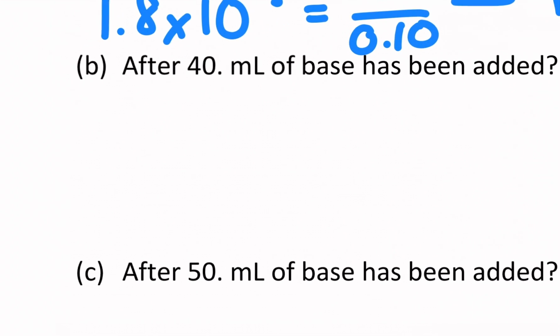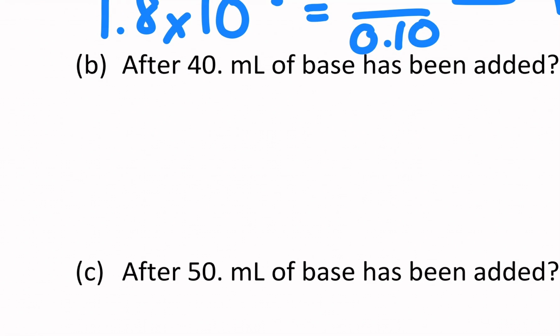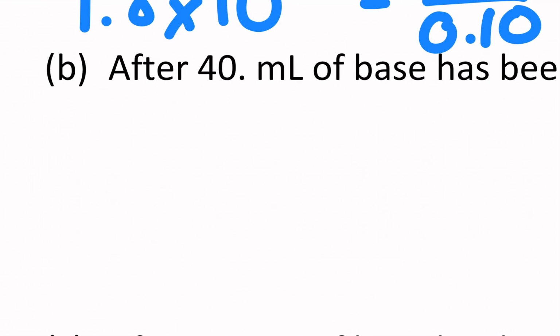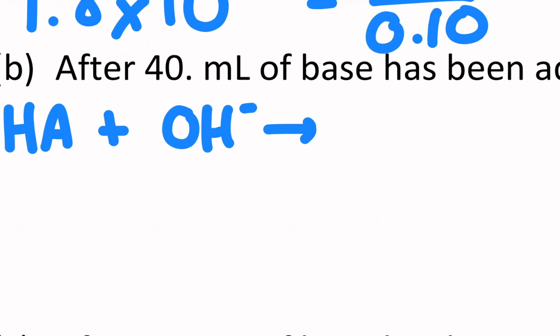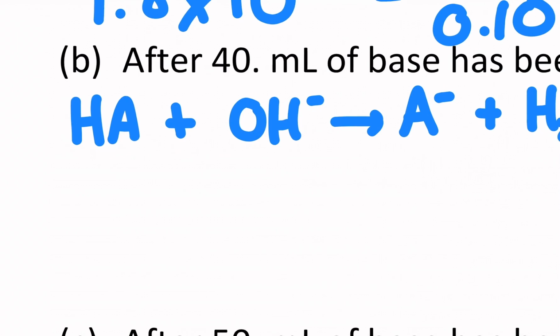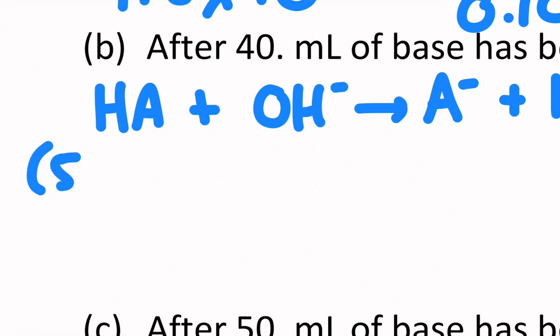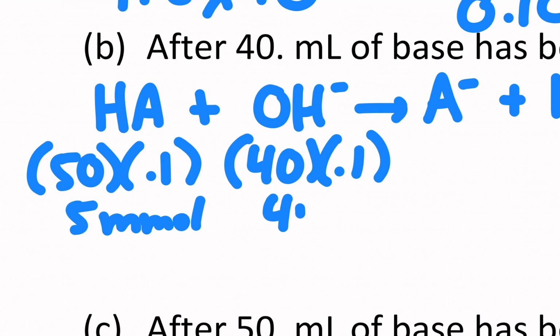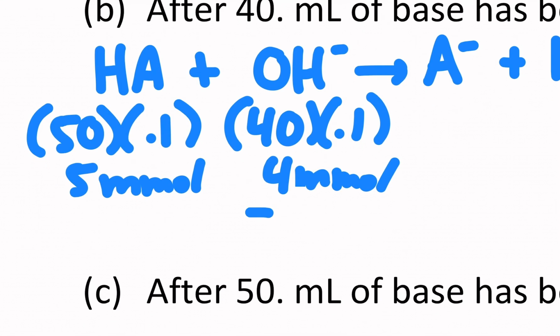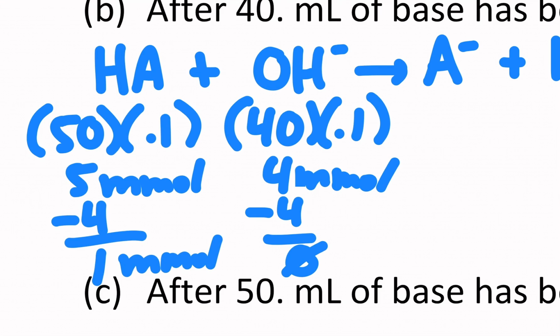But now let's talk about what happens after we add some base. After we add some base, some reaction occurs. So let's write an abbreviated version of that reaction. HA plus hydroxide forms A minus and a water molecule. And now let's list the stoichiometry between each thing. We have 50 mLs of 0.1 molar of the acid, and at this point we've added 40 mLs of 0.1 molar base. So that's 5 millimoles reacting with 4 millimoles. We are limiting in base. You'll lose all of it. You're going to lose a stoichiometric amount of the acid and have 1 millimole left over.